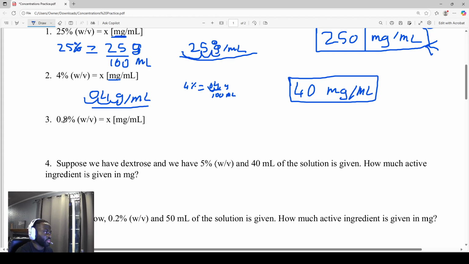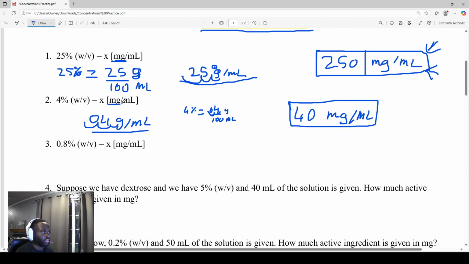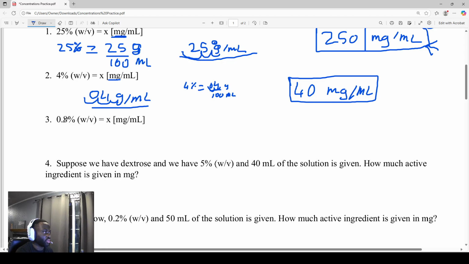So now we have 0.8%. A 0.8% strength solution is going to be how many milligrams, right? So based off the pattern that we noticed here, all we really need to do is divide this by 100. That's going to be 1, 2. So that's going to be 0.008 grams per milliliter. And then if we multiply that by 1,000, that'll convert it from grams to milligrams, making it 8 milligrams per milliliter.